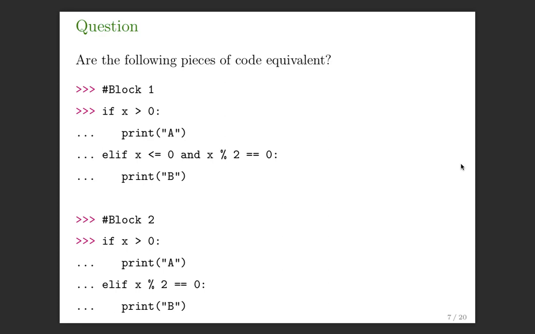So block 1: if x is greater than 0, then print a. Else if x is less than or equal to 0, and x divided by 2 leaves no remainder, or x remainder 2 is 0, print b. The second block is exactly the same, except I remove this condition from the second if statement, or the else statement. Are they equivalent? When I say equivalent, I mean under all inputs, will they output the same thing? Obviously they're not equivalent because I removed this, but they're equivalent in a different way.